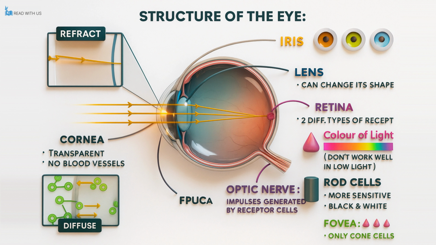In contrast, rod cells are highly sensitive to low light and enable us to see in black and white when illumination is poor. This is the reason why, in the dark, we cannot distinguish colors because only rod cells are active. Within the retina lies a small but vital area called the fovea, which contains only cone cells and is the region where light is most precisely focused for the clearest and sharpest vision. The final major component is the optic nerve, which is responsible for transmitting all the electrical signals generated by the receptor cells in the retina directly to the brain, where they are interpreted as visual images.